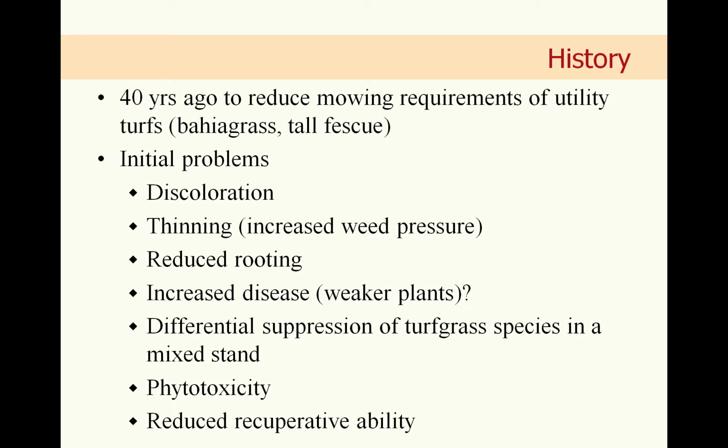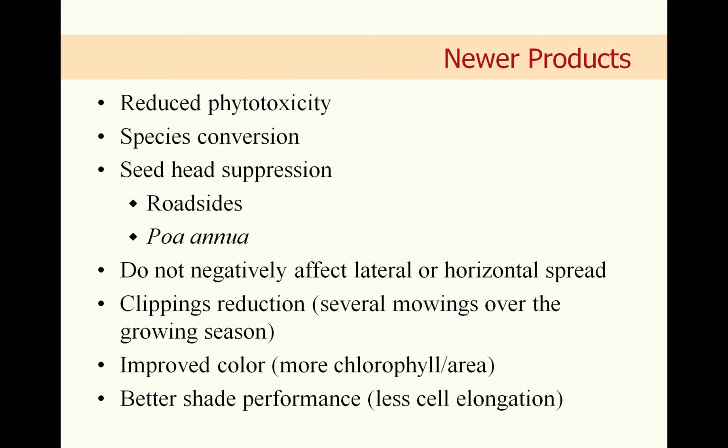There were several problems with these early chemicals. One, they were a little more phytotoxic, so they caused discoloration. There was thinning, which led to increased weed pressure. Rooting was reduced, and there was more disease due to weakness of plants. Differential suppression is a problem even now with the newer products, but especially then, some of the species that were along roadsides were more affected than others, so you got mixed results. And recuperability of grasses during stress periods was poor because of all these other problems.